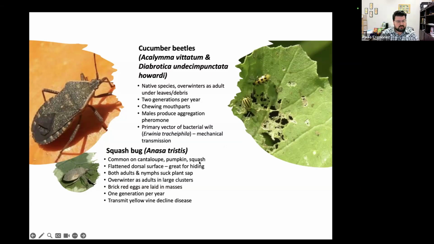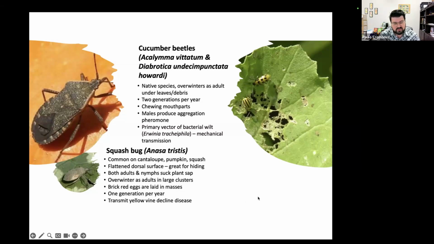The squash bug, as I talked a little bit in the previous slide, is common on cantaloupe, pumpkin, and squash. They have a flattened dorsal surface, so they are very characteristic when you see them in the field. And they have a long, straw-like mouth part, very different from assassin bugs that have short and thick mouth parts, and they are actually natural enemies, which are good. Both adults and nymphs suck the plant sap, and the larger nymphs can be as devastating as the adults.